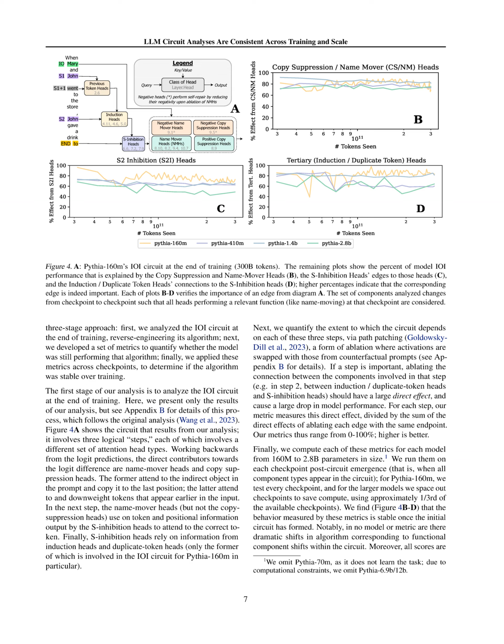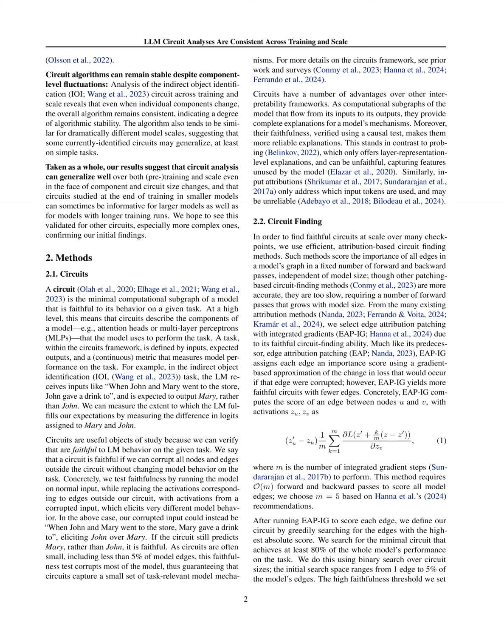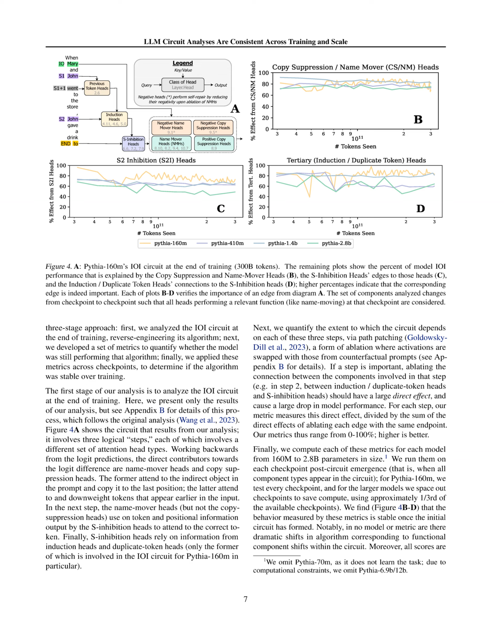The circuits are found at each checkpoint post-circuit emergence, and metrics are developed to quantify whether the model is still performing the algorithm identified by the circuit. These metrics are applied across checkpoints to determine if the algorithm remains stable over training. The stability of the circuit algorithms is assessed by analyzing the circuits at the end of training, reverse engineering the algorithms, and developing metrics to quantify the model's performance of that algorithm over time. The results show that the behavior measured by these metrics is stable once the initial circuit has formed, indicating algorithmic stability even in the face of component shifts within the circuit.